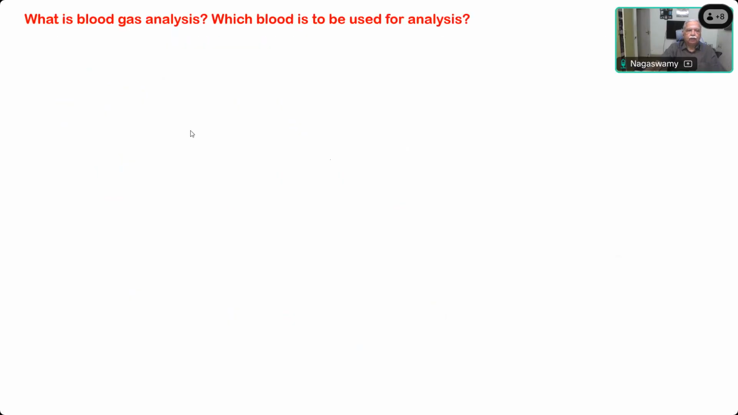Now, what is blood gas analysis? Which blood is to be used for analysis?